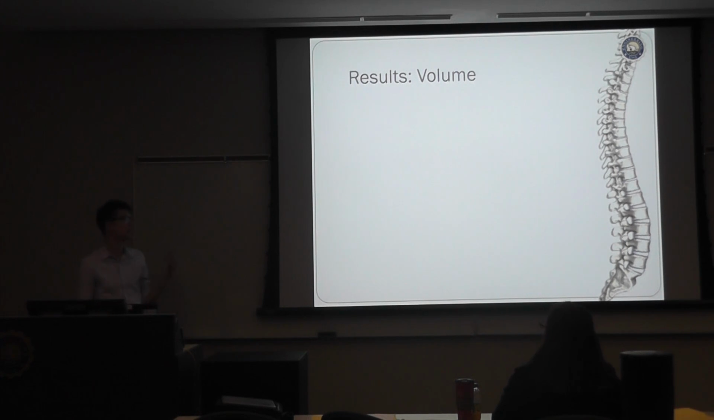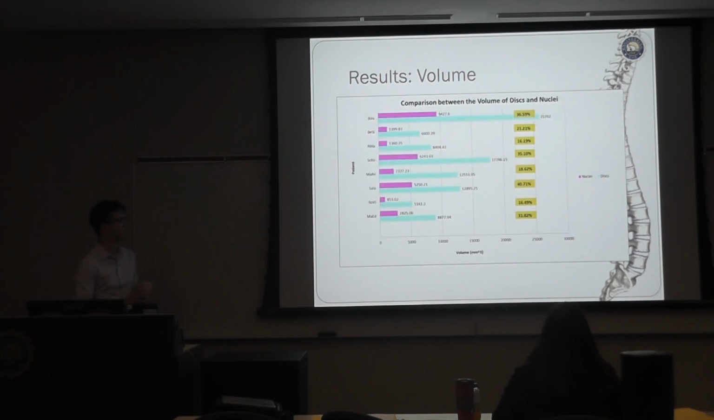So, results. I did this process for 8 different patients. The volume of the discs had huge variations from patient to patient. It ranged from as little as 5161 millimeters cubed to as high as almost 26,000 millimeters cubed. So there's a lot of variation from patient to patient. The ratios of nucleus to the whole disk ranged from around 16% to almost 41%.